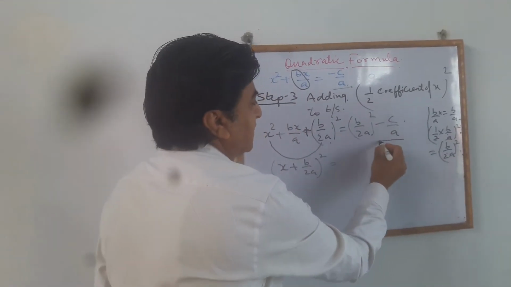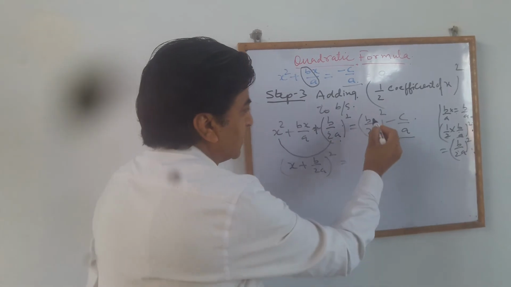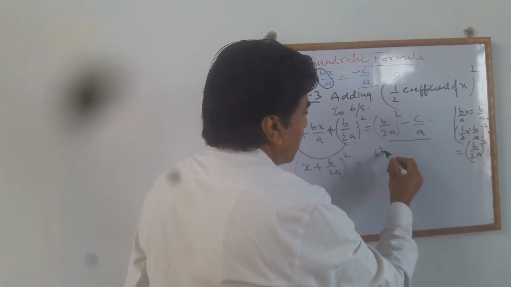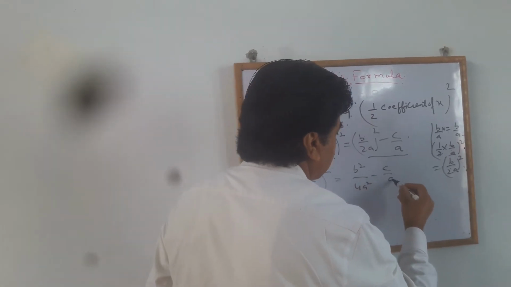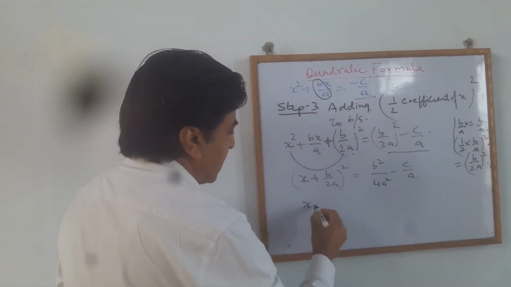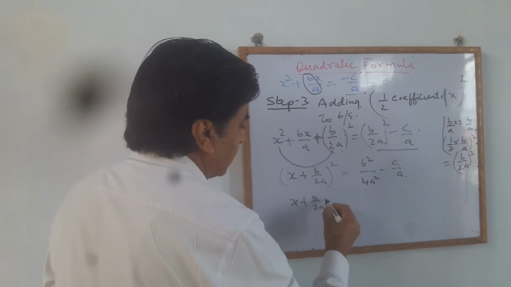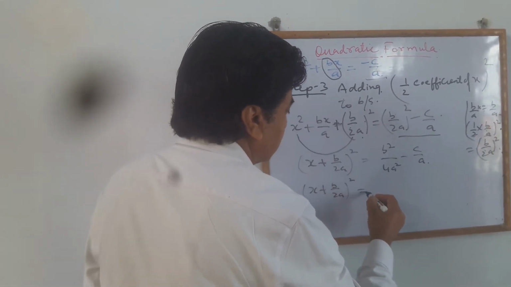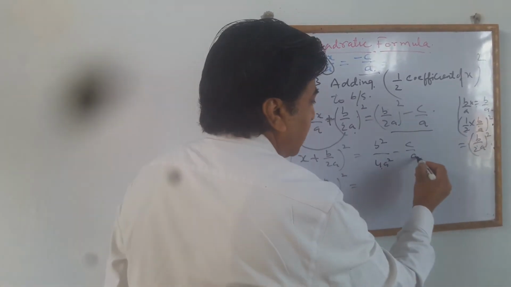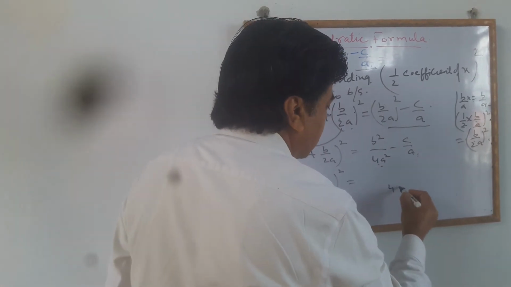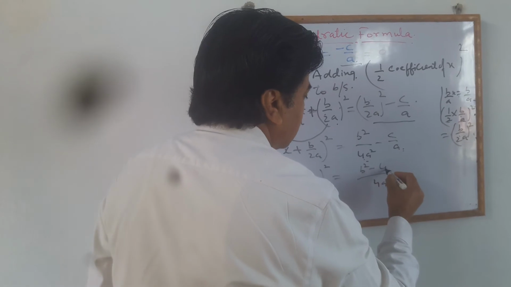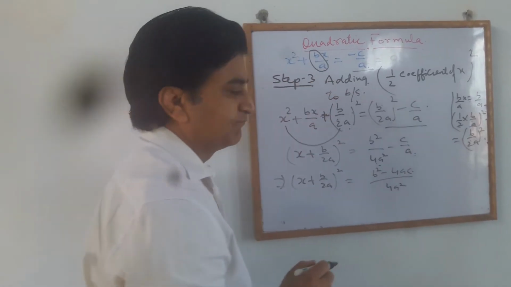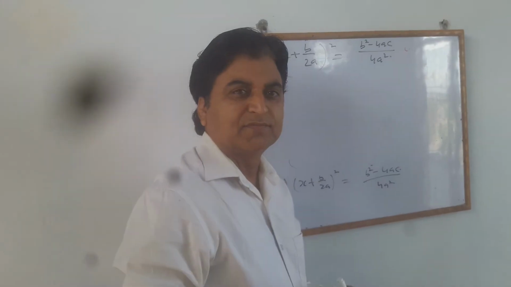Now let's solve the right hand side. Open it: b square upon 2 to the power 4a whole square minus c upon a. Next step, x plus b upon twice of a whole square is equal to, let's take the LCM. The LCM is 4a square, which gives b square minus 4ac. Is it clear? Now can you tell me what is the next step?